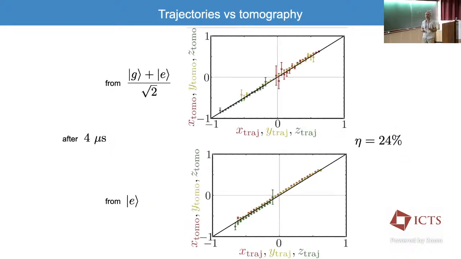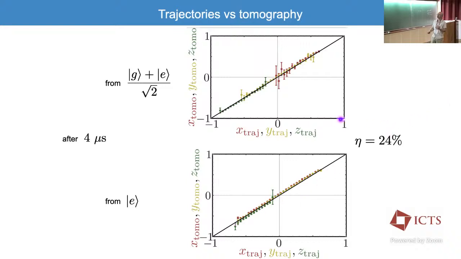We compared the trajectories after 4 microseconds of integration. We compared when the qubit starts in the ground plus excited state or the excited state. And here each dot corresponds to this packing I mentioned, and compares x traj, y traj, z traj, each in color, with the result of the tomography. And as you can see, it indeed sits on a straight line.